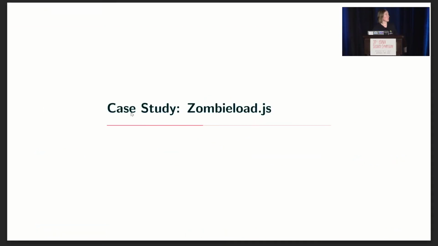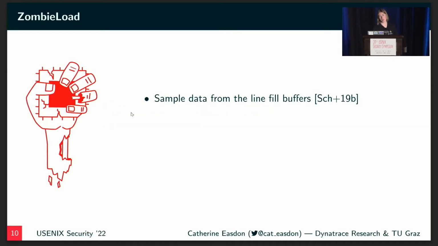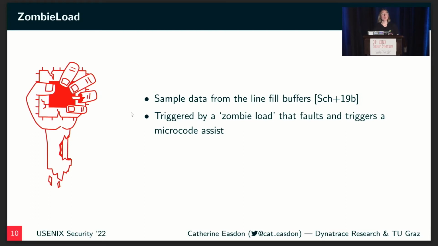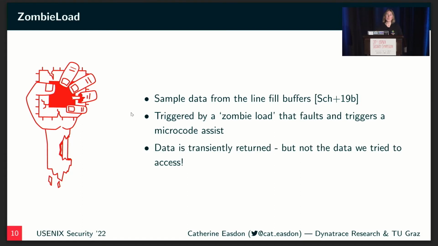Let's make this a bit more concrete with an example, ZombieLoad in JavaScript. So to recap, ZombieLoad is a microarchitectural data sampling attack where we sample data from the line fill buffers in the CPU. It's triggered by a zombie load. So that's a load that faults, triggering a microcode assist. And transiently, some data is returned from this faulting load, but it's not the data we tried to access. It's data from the line fill buffers, whatever happened to be there at the time.